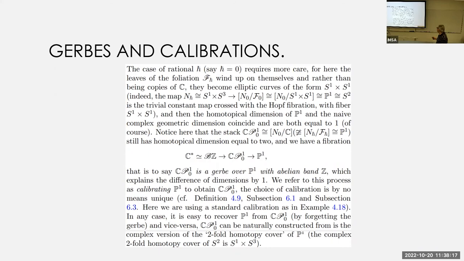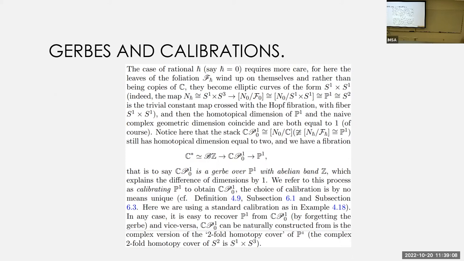Here, the leaves of the foliation wind up on themselves rather than being copies of C. They become elliptic curves. This becomes an elliptic fibration. But on the elliptic fibration, I want to turn on a canonical gerbe. And then the homotopical dimension of P1 and the naive complex dimension coincide and are both equal to 1. And this is exactly what we were seeing in Bernardo's talk. We have a band Z, the Z non-commutative P1, and this is commutative P1, but the categories of these two things are the same category. So it's the same to have this as to have this, because the cocycle is completely canonical.